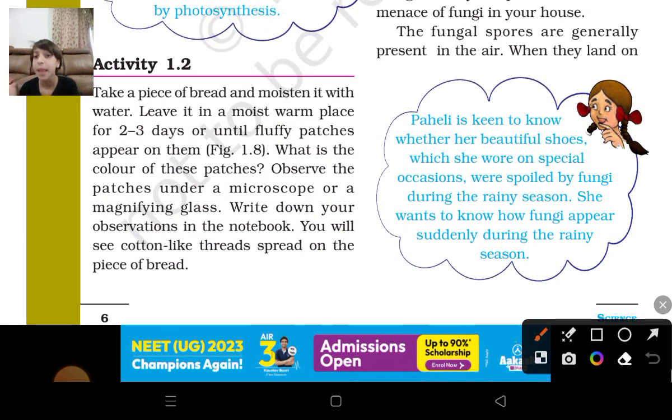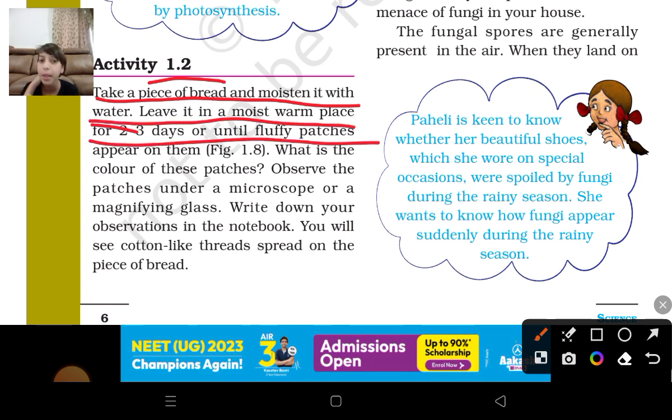Okay, let's see activity 1.2. Take a piece of bread and moisten it with water. Just imagine I have a bread in my hand. I just sprinkled some water and rubbed it. Now it has become moist. Leave it in a moist, warm place for 2 to 3 days or until fluffy patches appear on it.